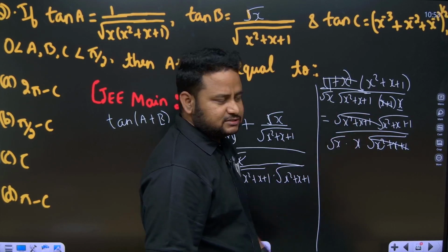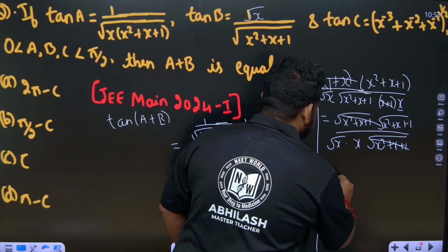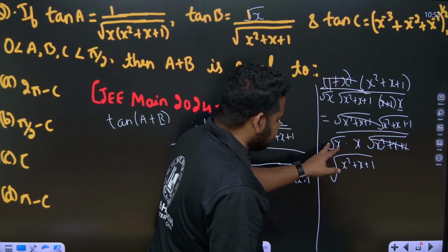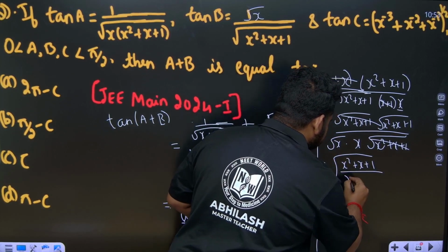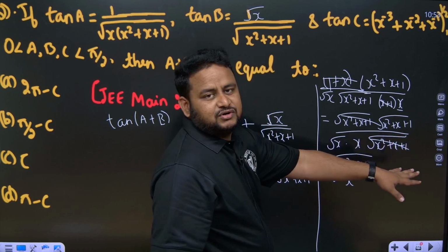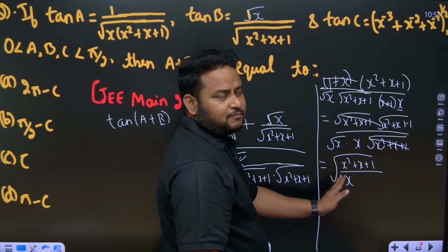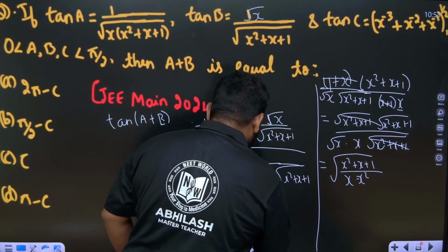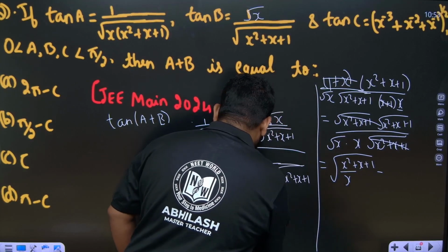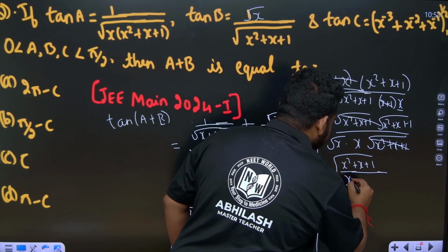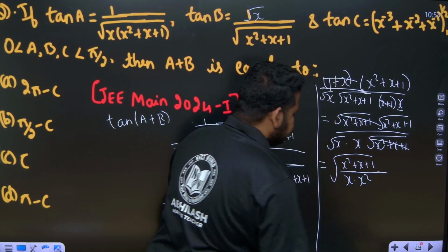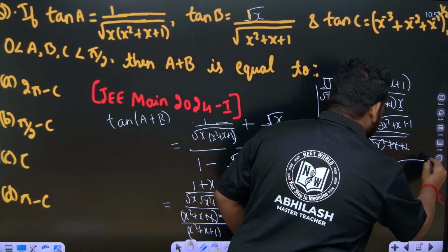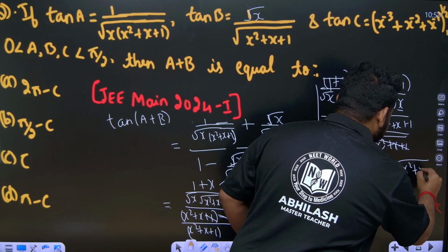Everything, if I want to put it under square root, I can write it as square root of x square plus x plus 1. This x is there under square root, so I can write x. Okay, under square root. This x is outside the square root. If I want to bring it within the square root, this x will become x square. So this ultimately will become square root of x square plus x plus 1.